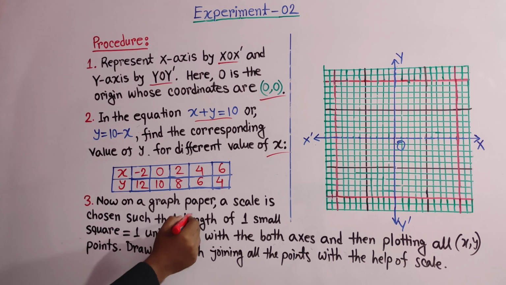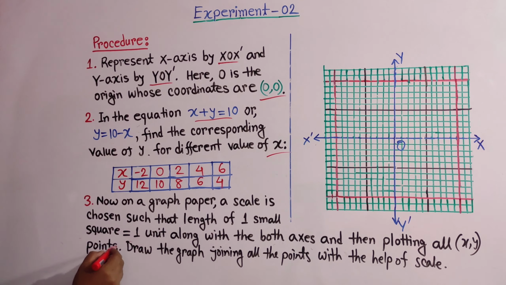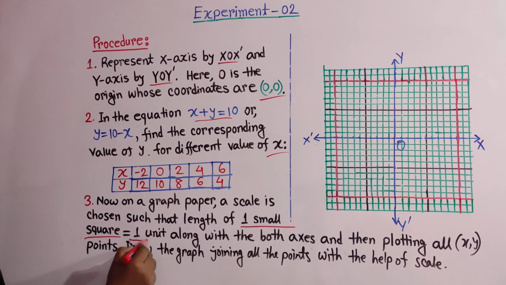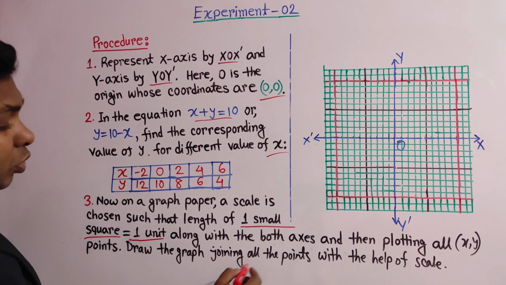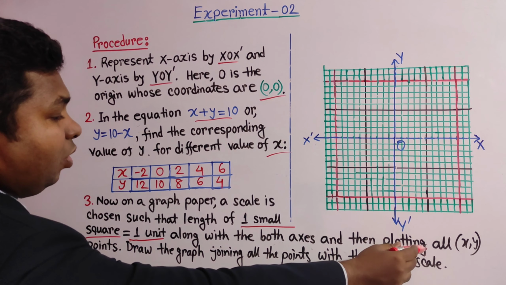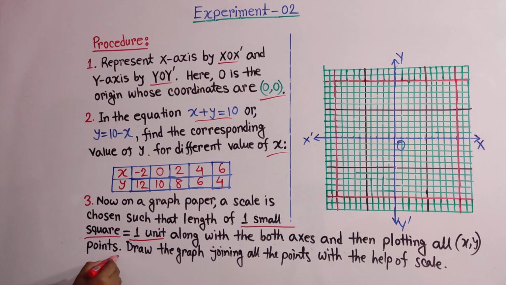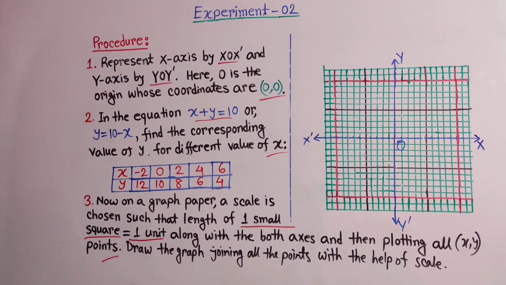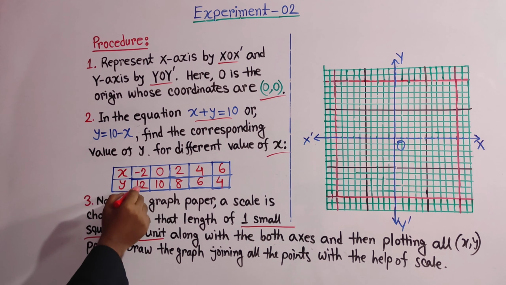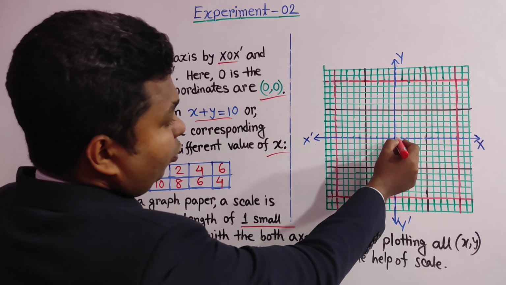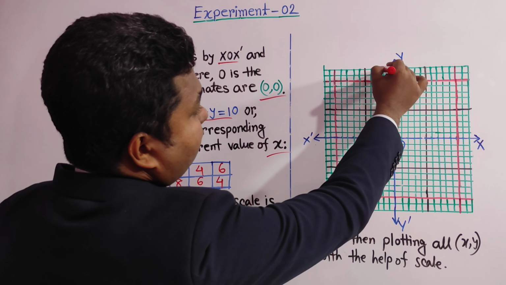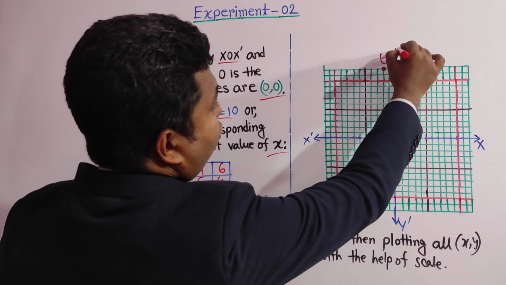Now on a graph paper a scale is chosen such that length of one small square equal to 1 unit along with both axes, and then plotting all xy points, that is all those points. Now we plot all those points. Here our first point -2, 12. So this is our origin, so -2 then 12. So this is the point -2, 12.